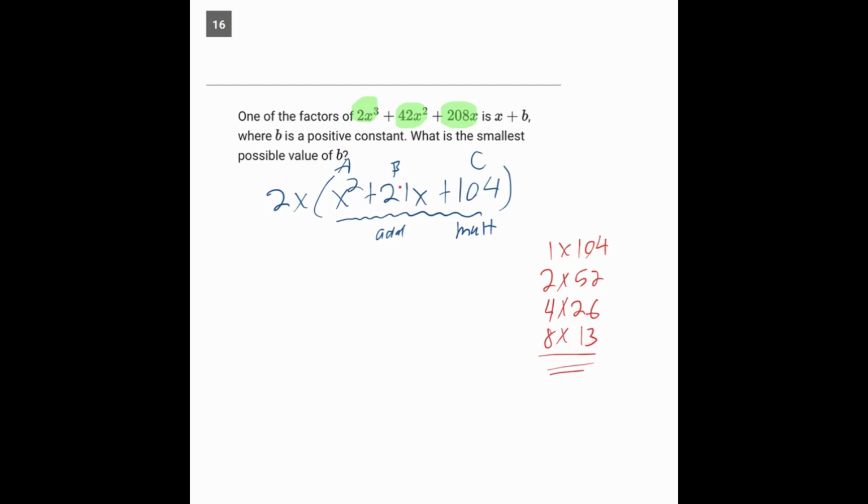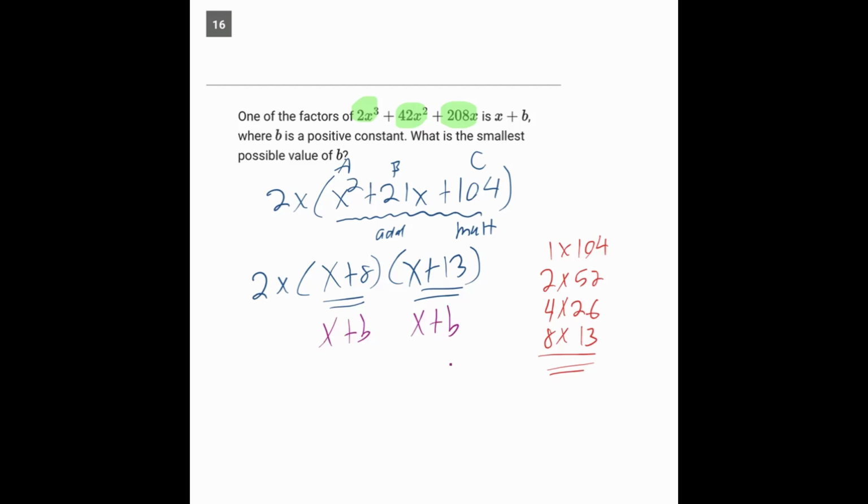What two numbers add to 21 and multiply to 104? 8 and 13 do. So this can further factor to 2x, x plus 8, x plus 13. And so now we have our factors in that x plus b format that we were hearing about in the beginning.